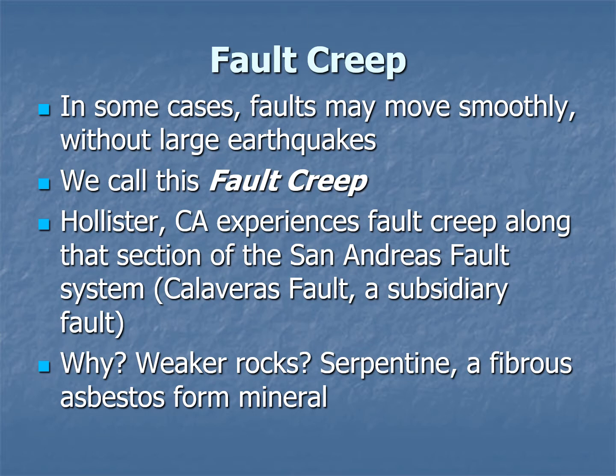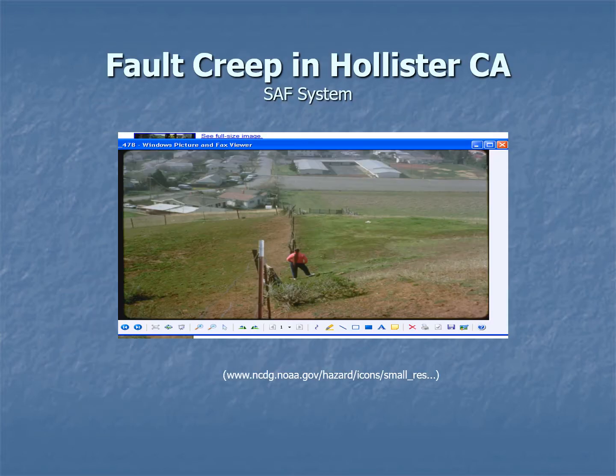But another reason is a metamorphic mineral called serpentine, and it's greenish color generally, and it's a fibrous asbestos form mineral. It's very soft, and if you have that mineral there in your fault plane, that basically lubricates the fault plane and will allow for movement to occur more easily. So again, in Hollister, California, your earthquakes are going to be more often, but that's okay because they're smaller magnitude and it's just not a big deal. So that's fault creep, and it happens in Hollister.